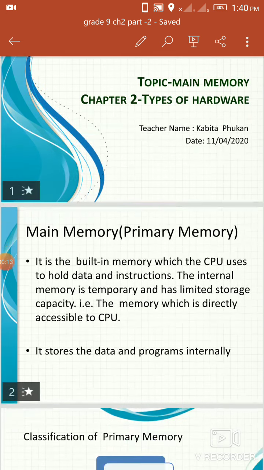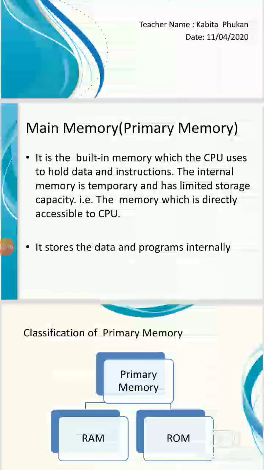Main memory is also known as your primary memory or internal memory. It is the built-in memory which the CPU uses to hold data and instructions. The internal memory is temporary and has limited storage capacity. That is, the memory which is directly accessible to the CPU is known as main memory. It stores the data and programs internally.